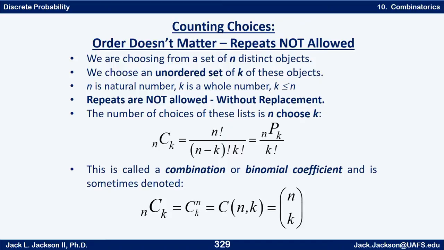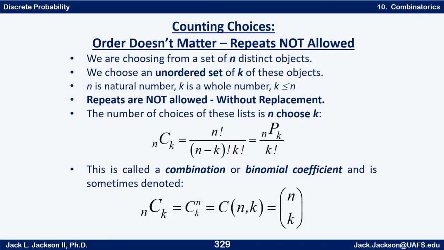Where repeats are not allowed, this is sometimes called choosing without replacement. And the number of choices is what we call n choose k. That's defined to be n factorial over n minus k factorial times k factorial. Or another way to say it is n permute k over k factorial. Sometimes this is called a combination. Sometimes it's called a binomial coefficient.